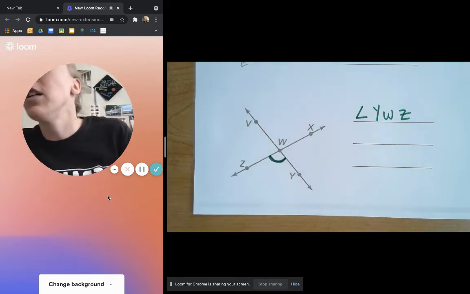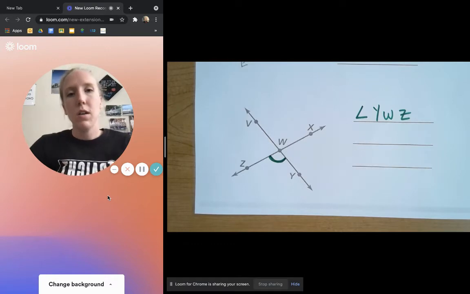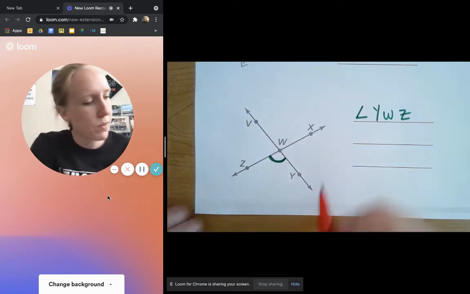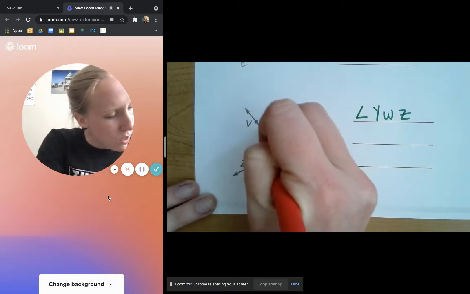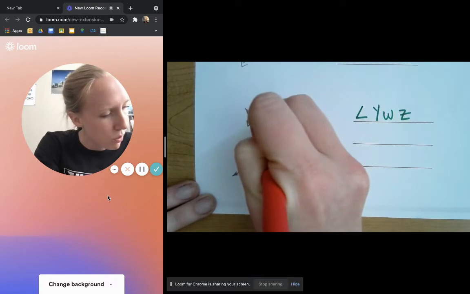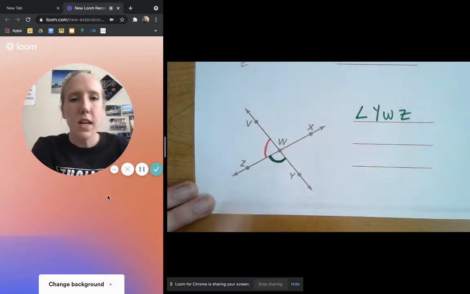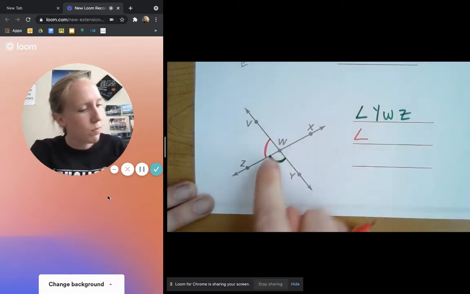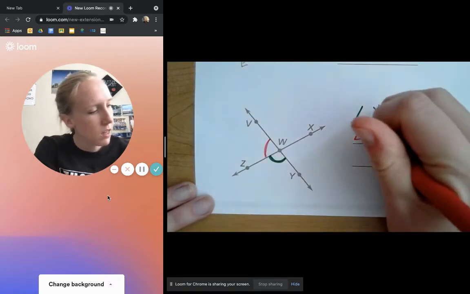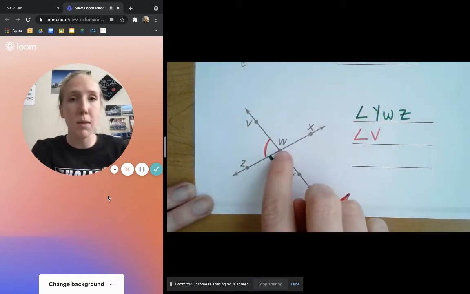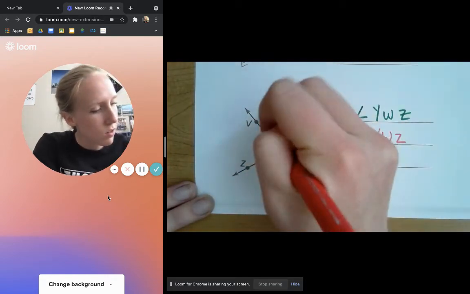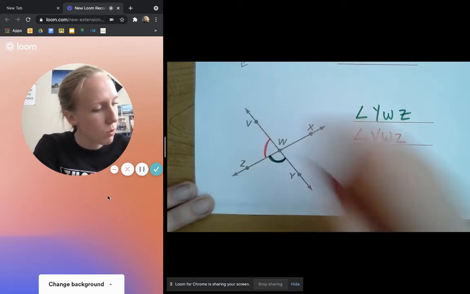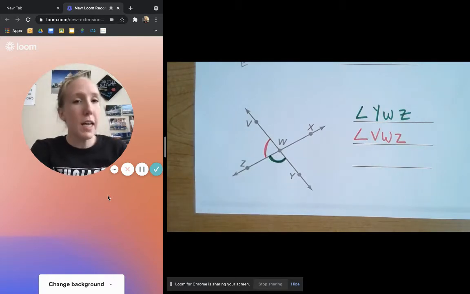Now let's change colors and do this angle right here. We'll show it with a different color. So red is going to be angle, we start at V, still go to the vertex W, and then to Z. V, W, Z.